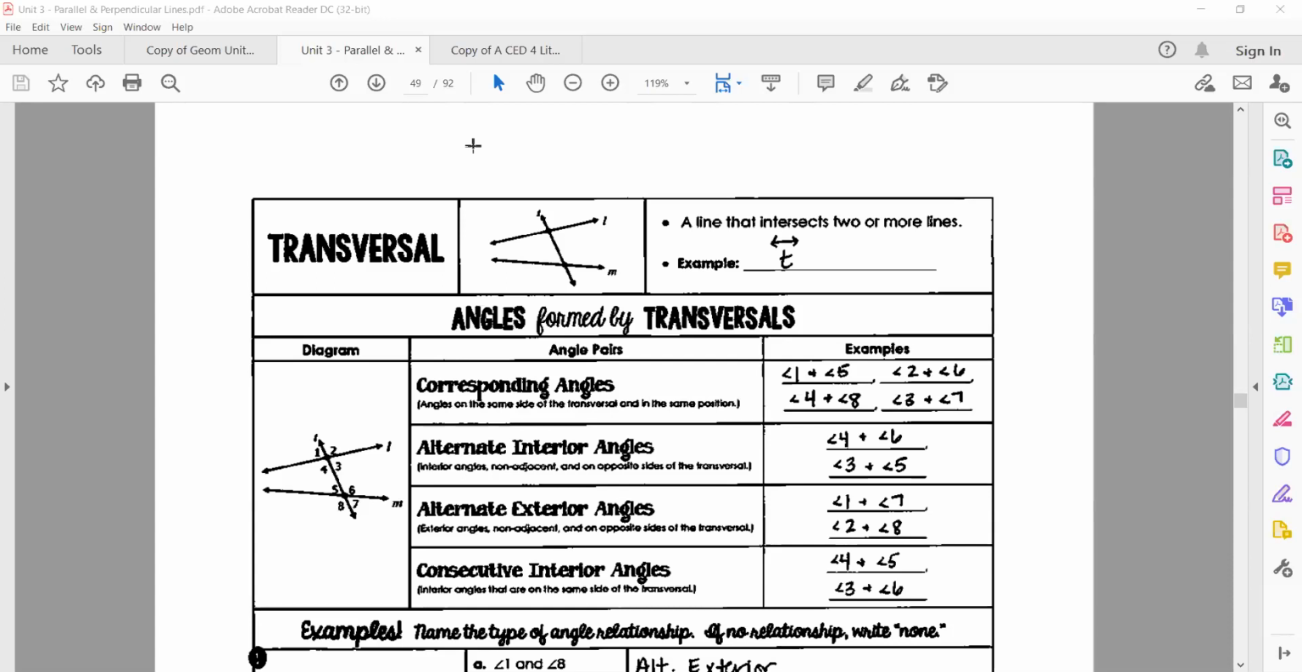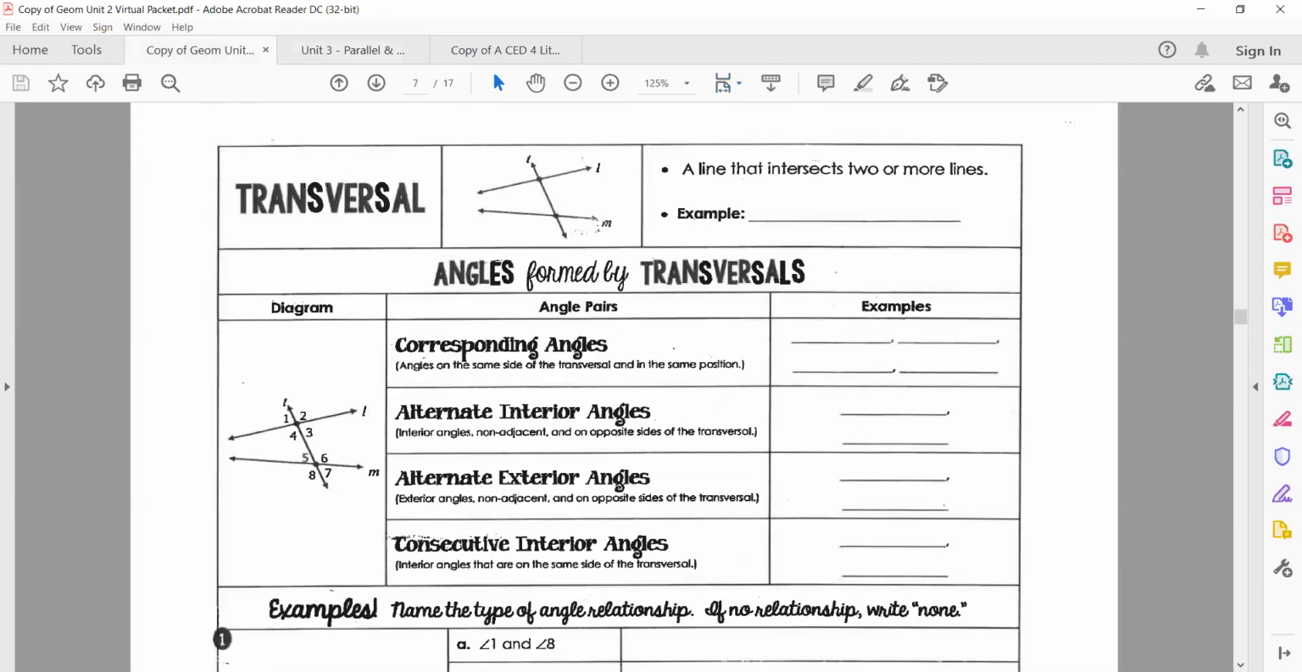Questions on any of that so far? Does anybody need more time to get some of these examples down, or did you get what you need? Okay.